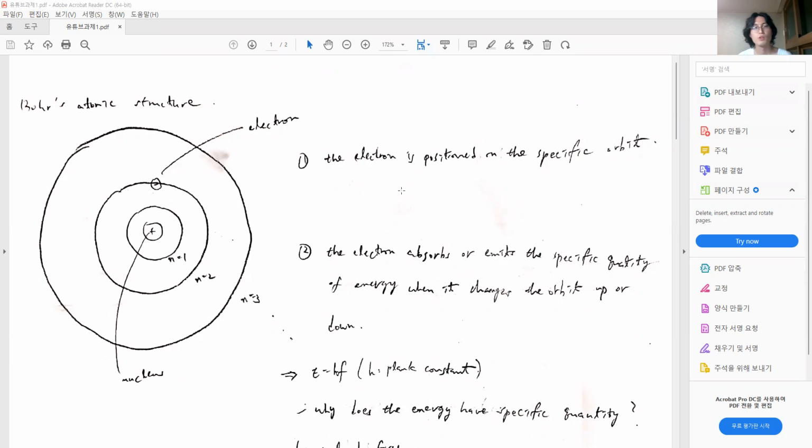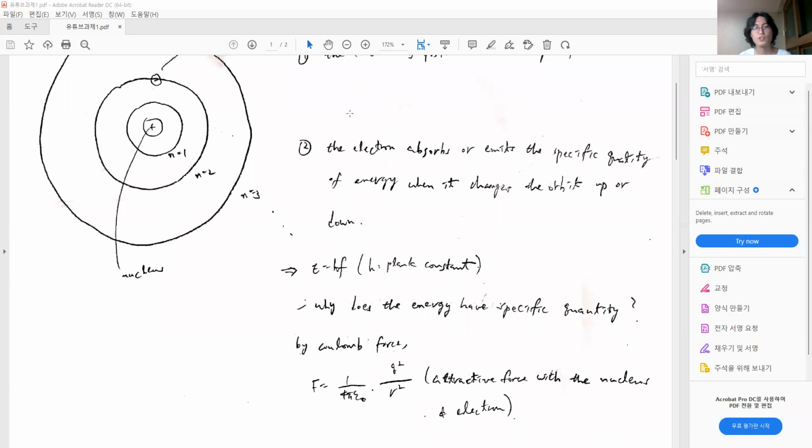However, there are some conditions which must be satisfied in the Bohr's atomic structure. The first condition is that the electron is positioned on a specific orbit, and the second condition is that the electron absorbs or emits a specific quantity of energy when it changes the orbit up or down.